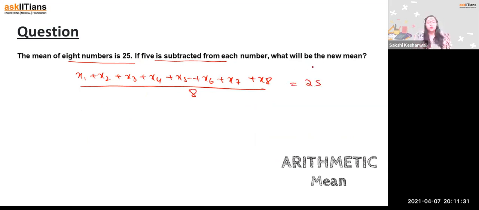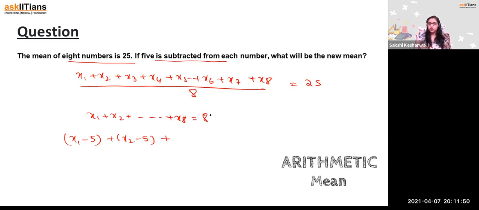Now what you are doing is adding it up, right? It's saying that 5 is subtracted from each of the numbers, so this becomes x1 minus 5 plus x2 minus 5, and so on. Now can I say that x1 plus x2 dot dot dot till x8 will be equal to 8 into 25, which is equal to 200, right or not?